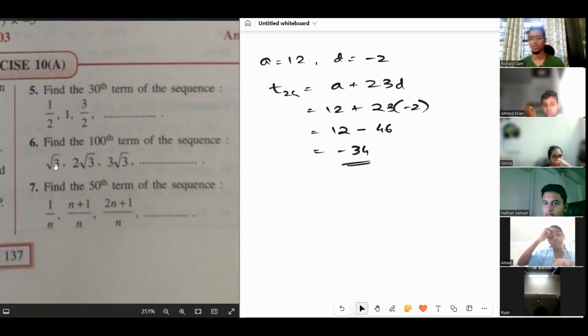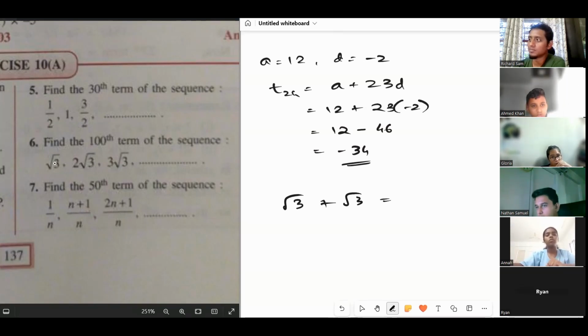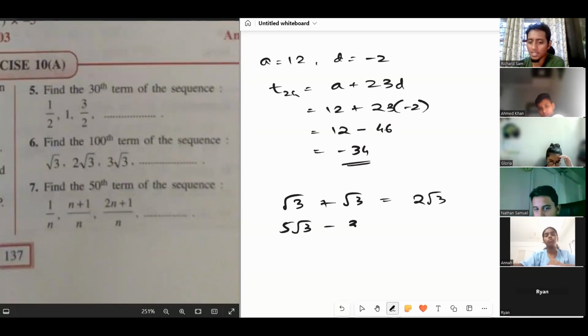Okay, let me ask you, what is root 3 plus root 3? It's 2 root 3. You have to consider root 3 like x. So what is x plus x? 2x. Yes. So root 3 plus root 3 is 2 root 3. Is that clear? So what is 5 root 3 minus 3 root 3? 2 root 3. Think of root 3 as an x term.